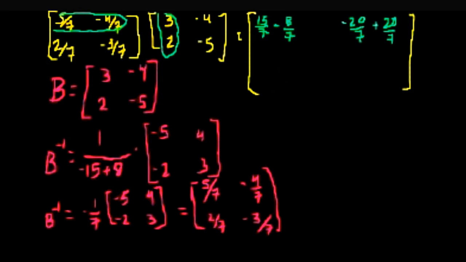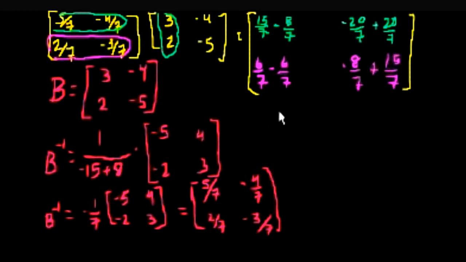So now we're going to multiply this row times this column. So 2 sevenths times 3 is 6 sevenths, plus minus 3 sevenths times 2, so that's minus 6 sevenths. One term left, home stretch. 2 sevenths times minus 4 is minus 8 sevenths, plus minus 3 sevenths times minus 5. Those negatives cancel out, and we're left with plus 15 over 7. And if we simplify, what do we get?